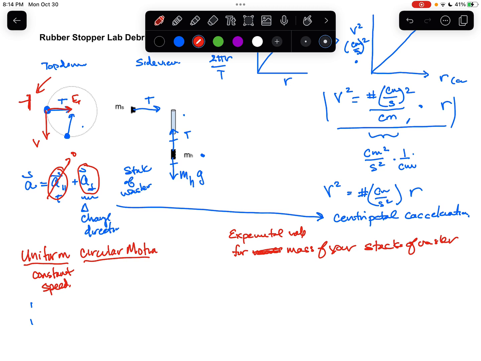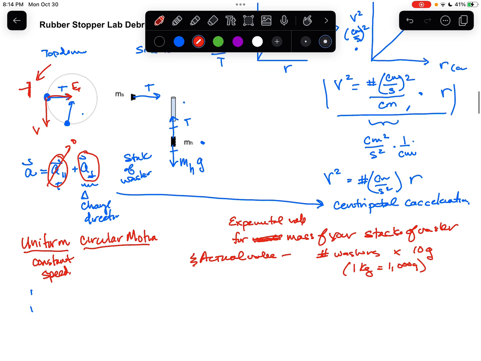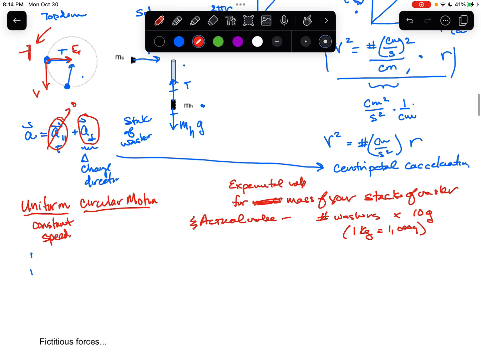The lab sheet will take you through calculating your actual value for your stack. You'll have a certain number of washers, which should be different for everyone's, and then you're going to multiply that times 10 grams. Be mindful that 1 kilogram is equal to 1,000 grams, so you'll have to do a little unit conversion at some point. So this will be the actual value, your number of washers times 10 grams. Then you're going to use your graph to determine the experimental value, and then you'll do a percent error calculation for this. So how are we going to do this?